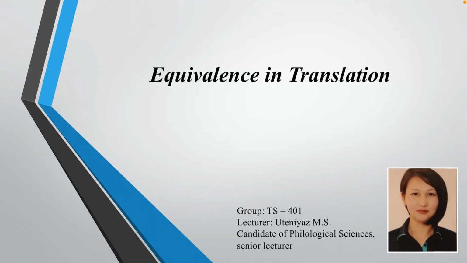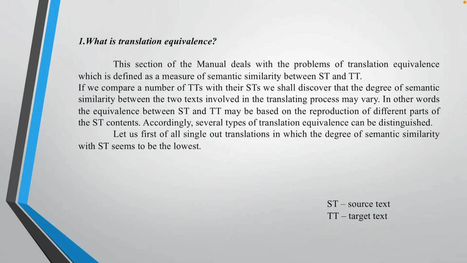The second lecture, Equivalence in Translation. The first question: what is translation equivalence? This section of the manual deals with the problems of translation equivalence, which is defined as a measure of semantic similarity between source text and target text.